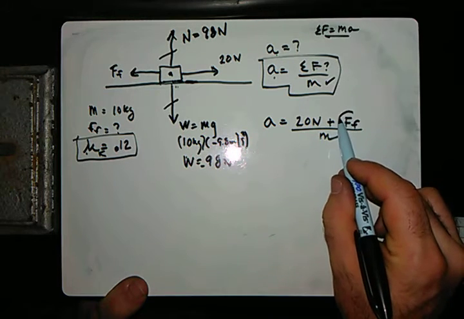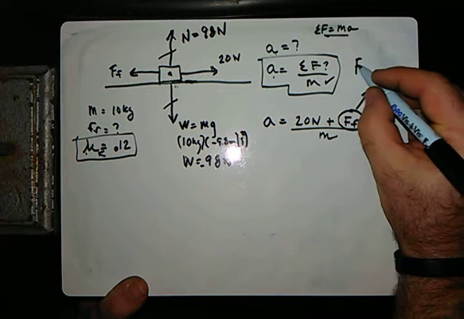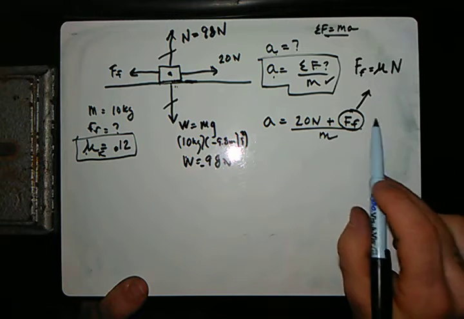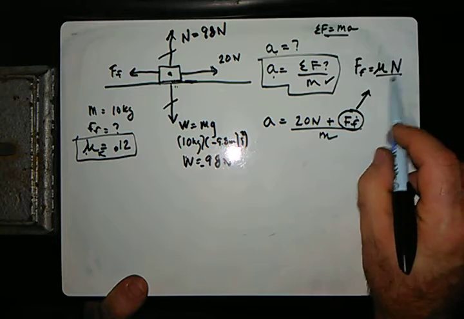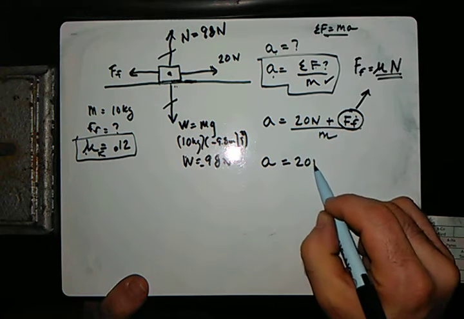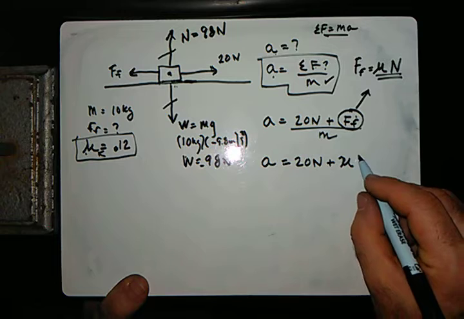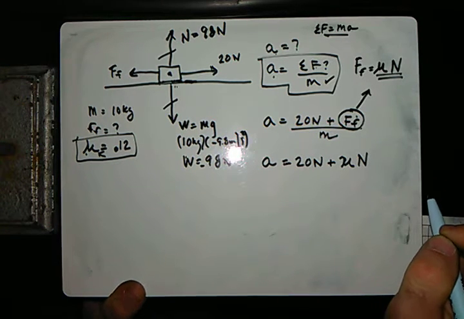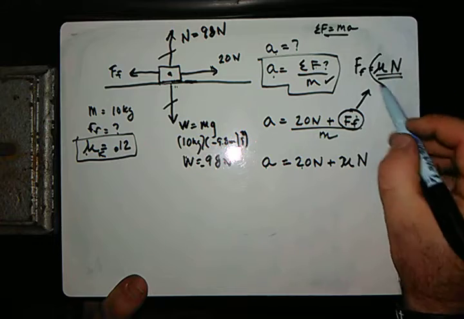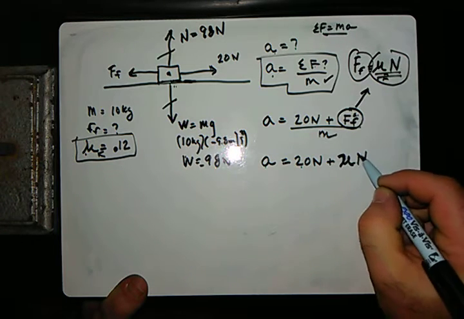Now, we're going to go back to what this actually is. We said that the force of friction is mu times the normal force. So I'm going to replace this variable for these variables. Watch how I do that. Acceleration is 20 newtons plus mu times n. All I did was change this to mu sub n and put it in place here because we know that that is equivalent. In physics, you're going to have to do that a lot and replace variables.